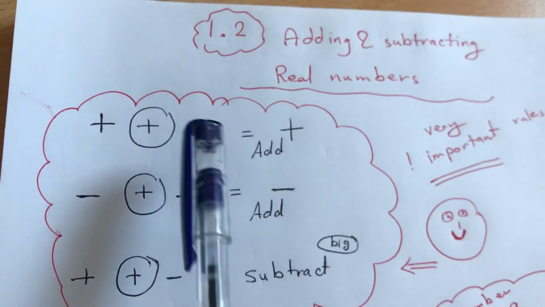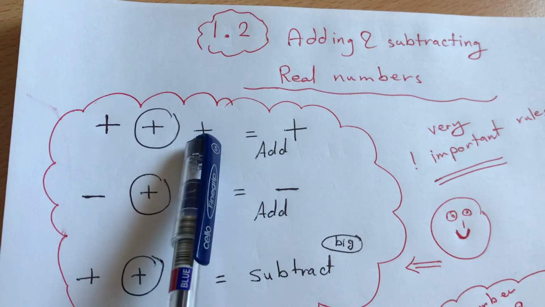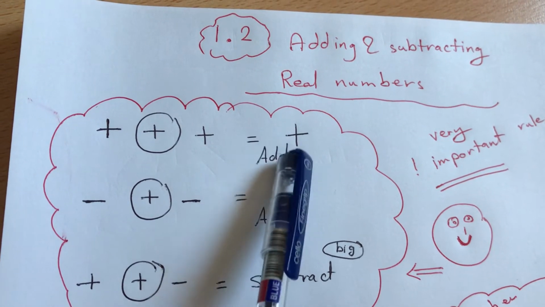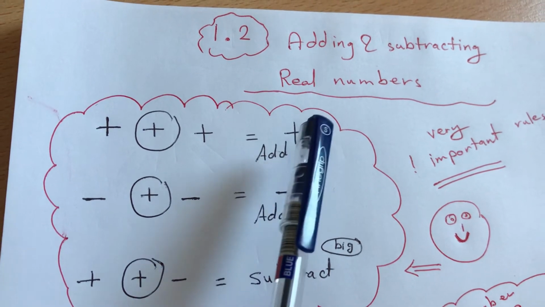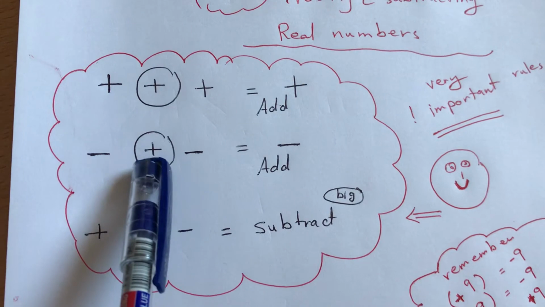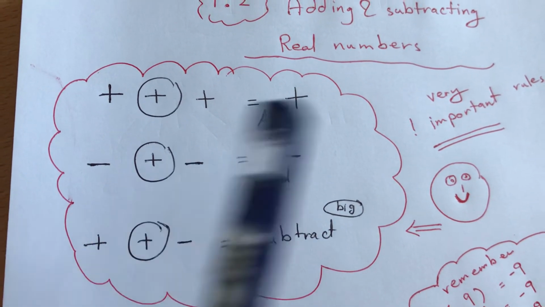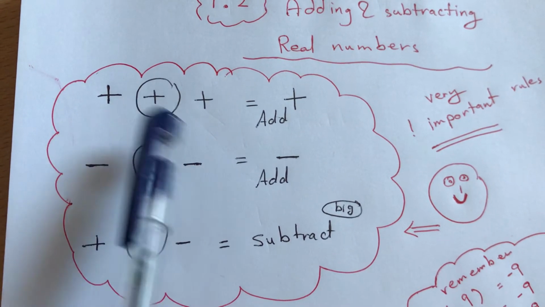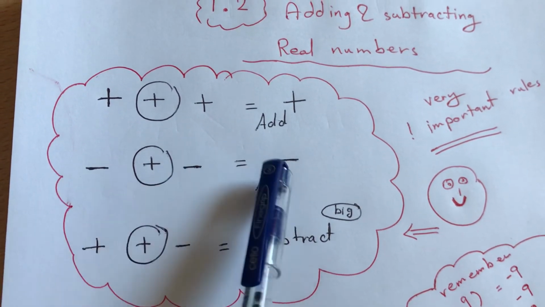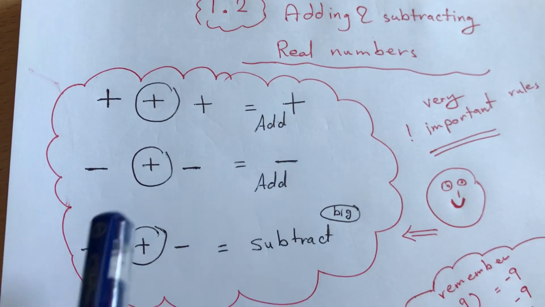First rule, we have positive plus positive. What we are going to do, we will add and we put the sign to be positive. What if it's a negative and negative number? Again, we will add. If it's the same sign, always we will add and we put the same sign of the numbers. So we will add and we put a negative sign.